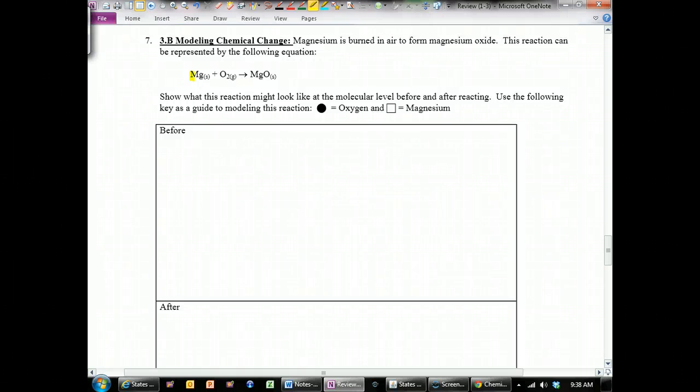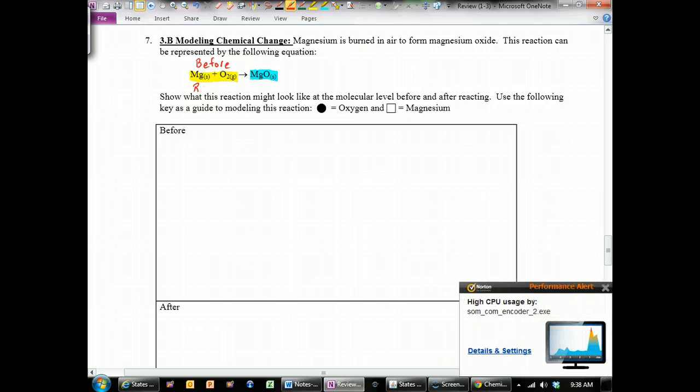You're expected to be able to take a chemical equation and write out or model what's happening at the molecular level. So in a chemical equation, the left side of the arrow is the before, also known as the reactants. The right hand side is known as the products. And that is after the chemical reaction has happened.